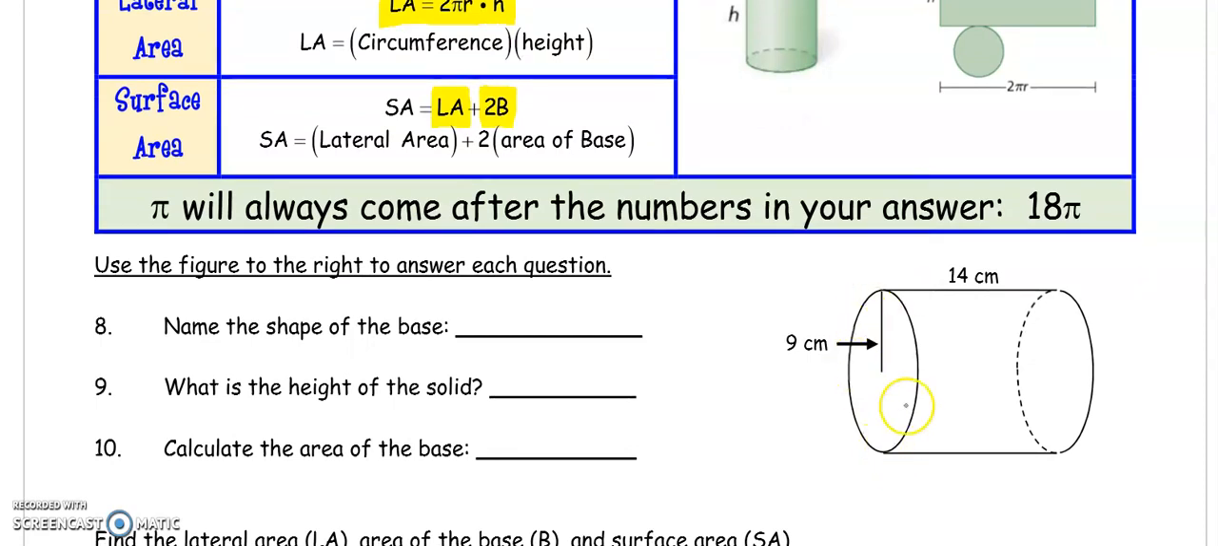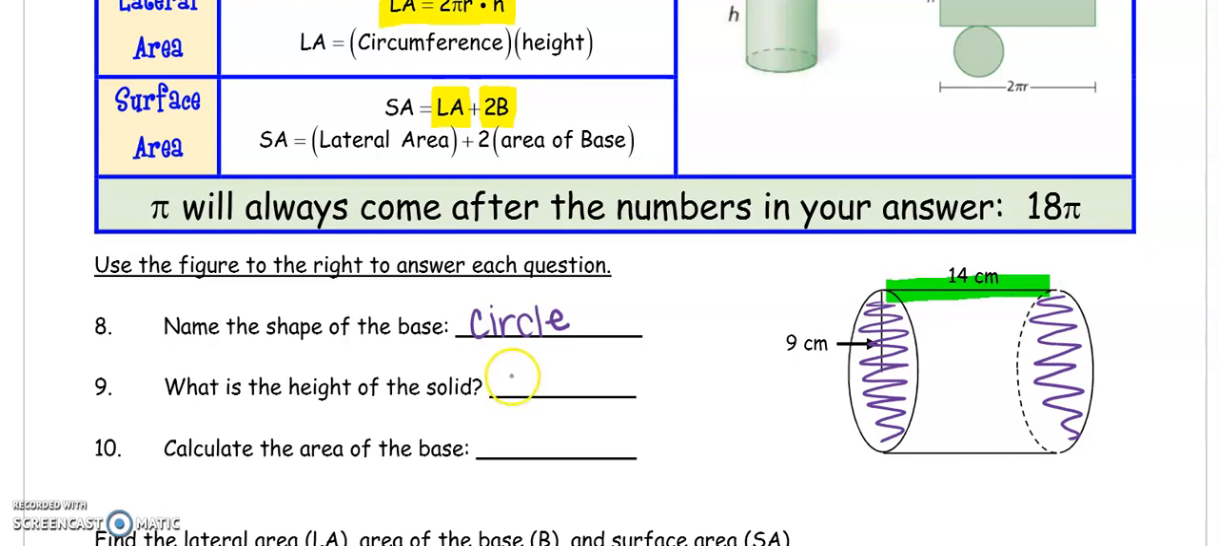The shape of the base for our cylinder will always be a circle. The height of the solid, well, I have a base here on the left and a base here on the right, which means the height is the distance in between the two. The height is going to be 14 centimeters. And then if I want to find the area of the base, this is a circle, so pi r squared, pi times 9 squared will give me 81 pi centimeters squared.